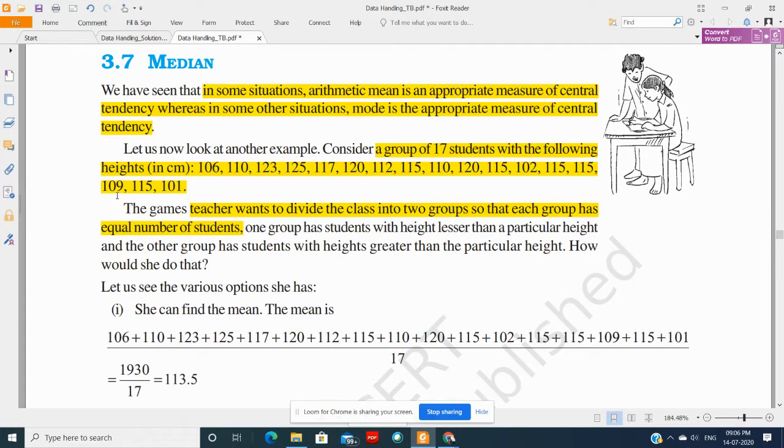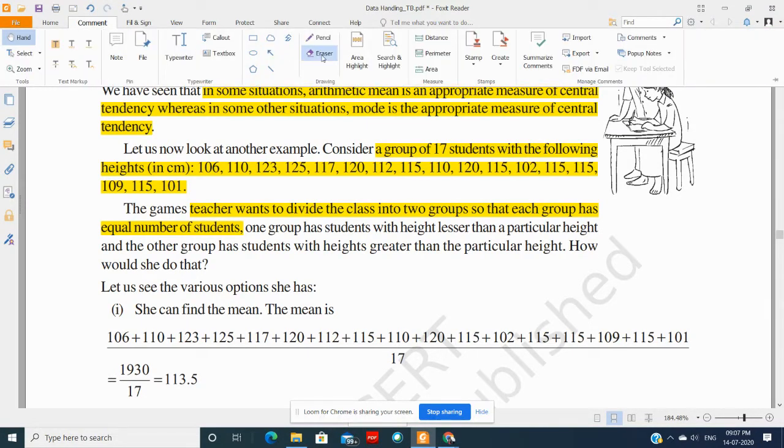So when you need a number or value that is exactly in the middle, so that the left side set of the data and the right side set of the data have an equal number, in that case we find out the median.